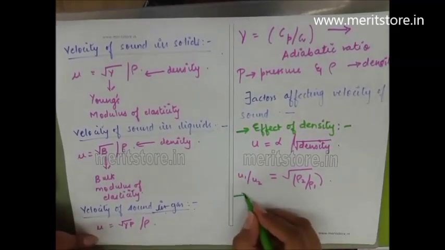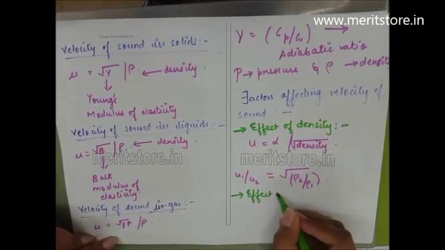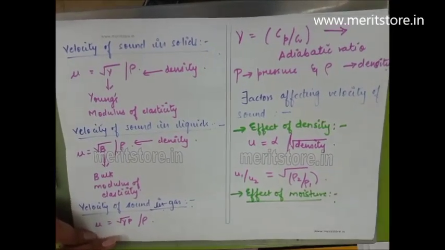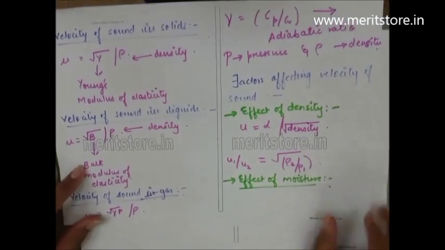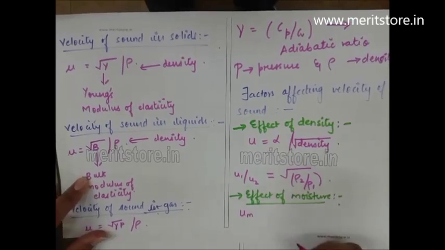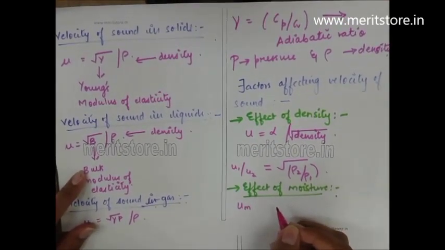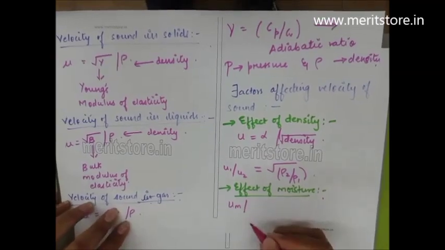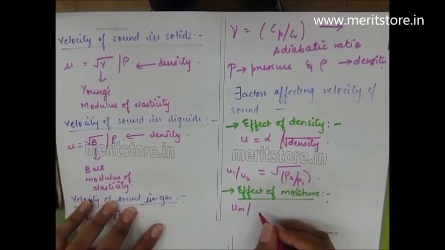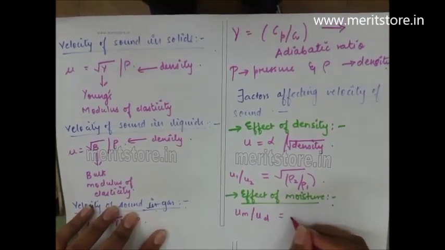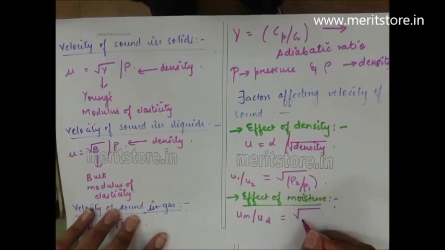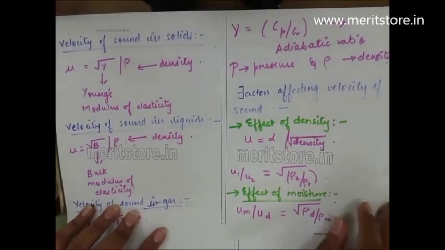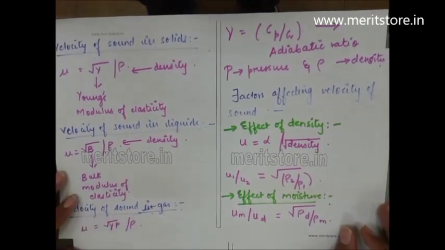Let's see effect of moisture. It is given as velocity in moist air divided by the velocity in dry air is equal to the square root of density in dry air to the density in moist air. This signifies that sound travels faster in moist air.